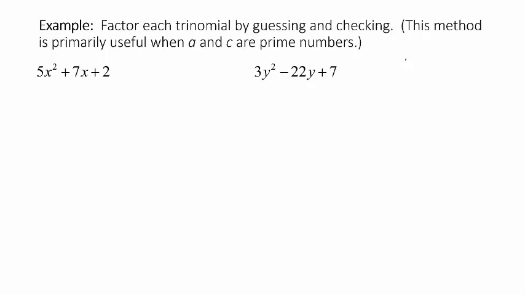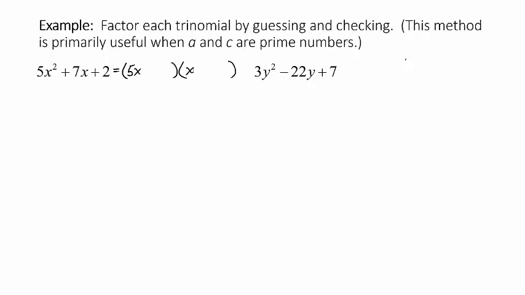So let's take this example of 5x squared plus 7x plus 2. Okay, so 5 is prime, as is 2, and actually in this case even 7 is, but that's not so important. When A and C are both prime, or even when one of them is prime, sometimes this is a pretty quick way to do it. So to get 5x squared, I'm going to have 5x and x, right? There's no other way that I can get 5x squared, to split that apart into its factors.